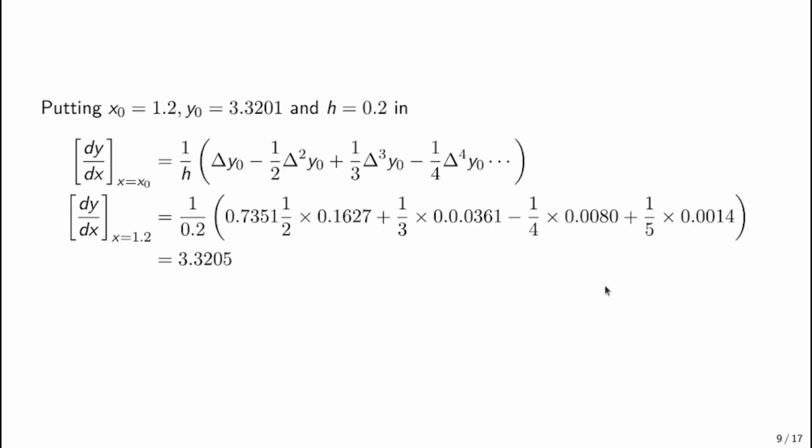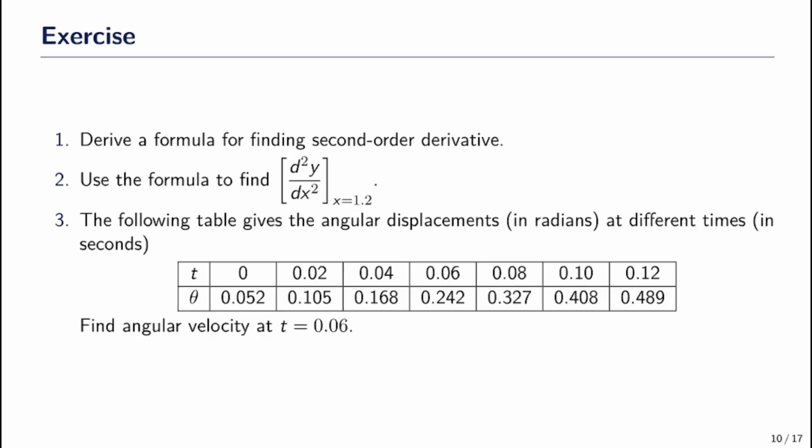Applying in the formula, we will get the value of the derivative at x equal to 1.2 as 3.3205. You can try this exercise yourself. Using Newton's forward interpolation formula, you can find the second order derivative. The same thing you can try with Newton's backward interpolation formula also.